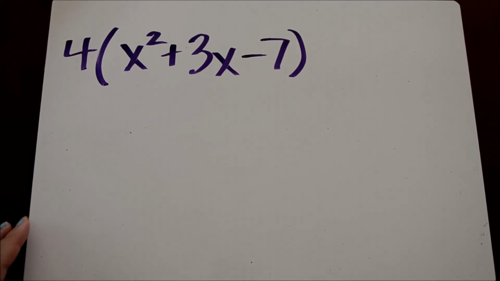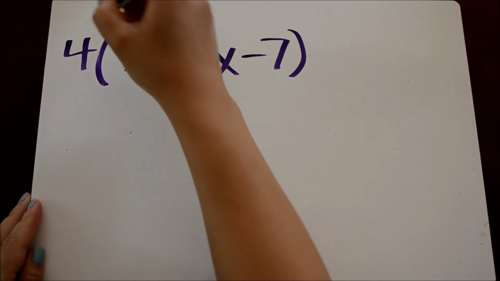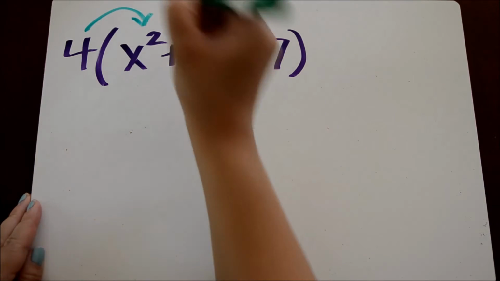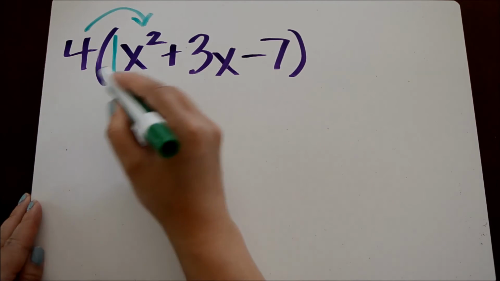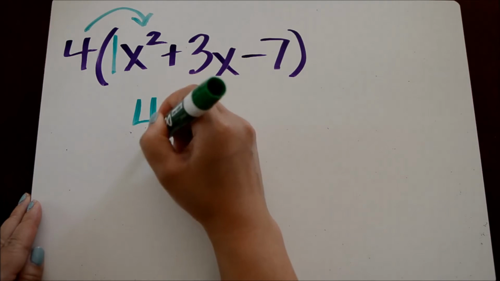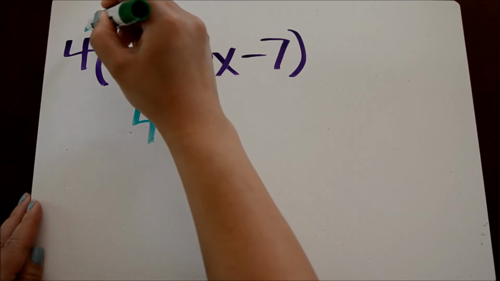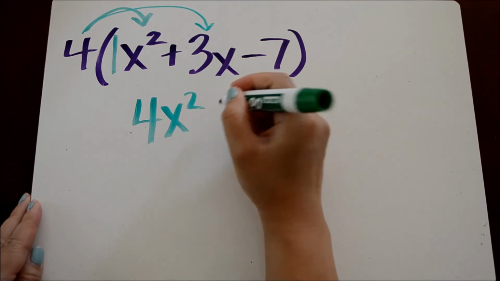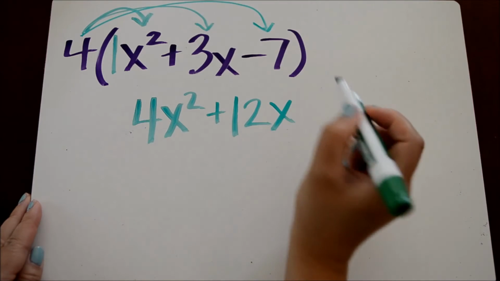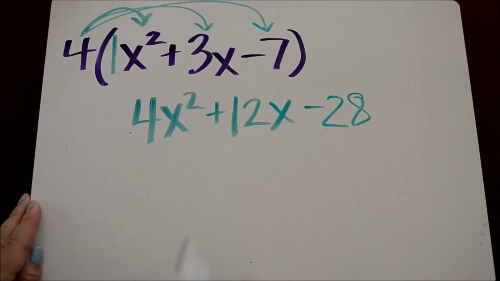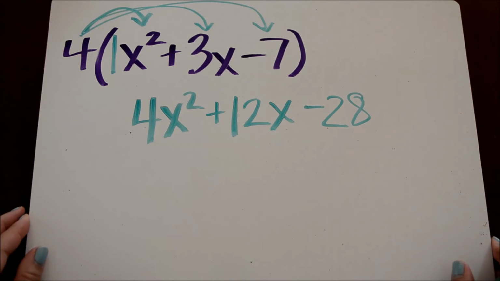Here we're going to multiply that 4 to a trinomial, which means there are 3 terms. We need to make sure we multiply the 4 to every single term inside. So 4 times x squared, there's an understood 1 attached to that x squared. So 4 times 1x squared is 4x squared. 4 times 3x will give us 12x. And 4 times negative 7 is negative 28. These are not like terms because they don't have the same exponent attached to them. And so this is our simplified answer.